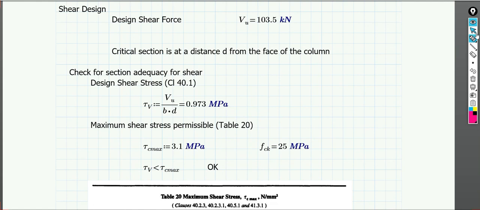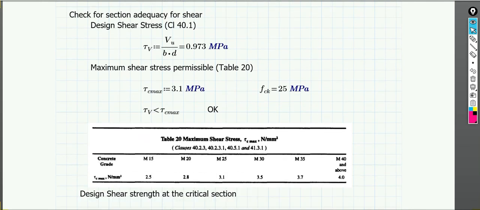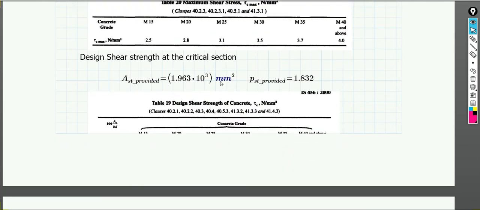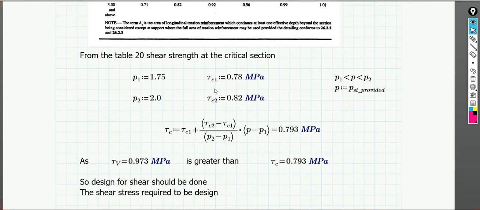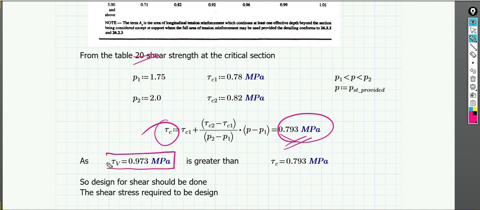Now we have to check whether the percentage of steel that you have provided in the tension zone is sufficient to take this particular tau v value. Here Ast provided is 0.832%. For this particular Ast, what is the value of tau c that you have to calculate? As per table 20, the tau c value comes out to be 0.793. This step is exactly similar to what we did for the simply supported beam, so I'm just going fast.